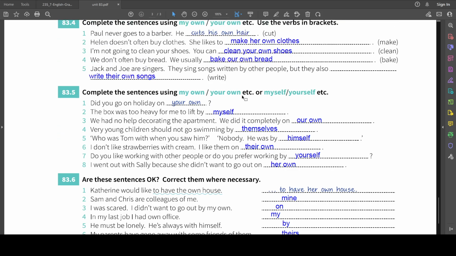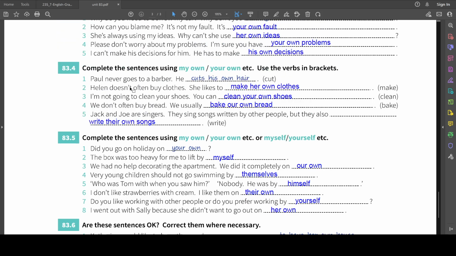Another example would be: Helen doesn't often buy clothes. She likes to make her own clothes. Another one: I'm going to clean your shoes. You can clean your own shoes. Remember, this is the structure of this idea.